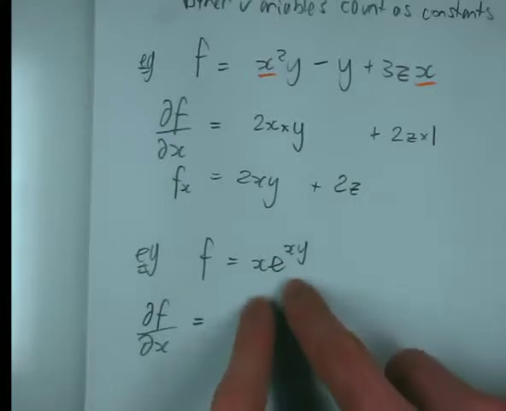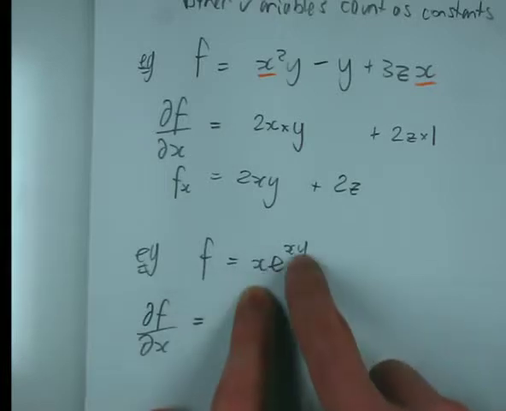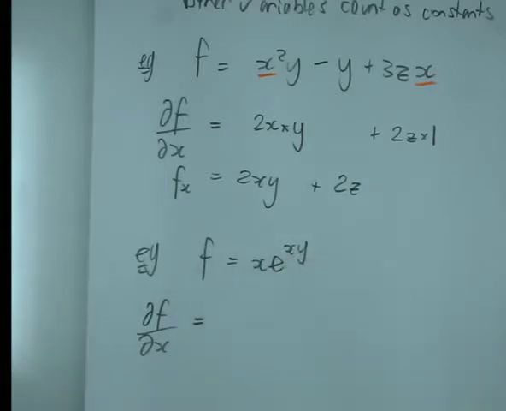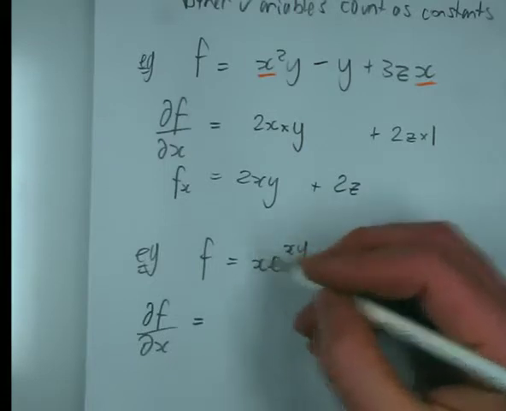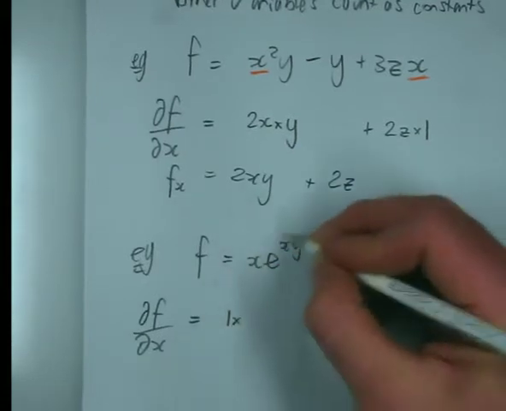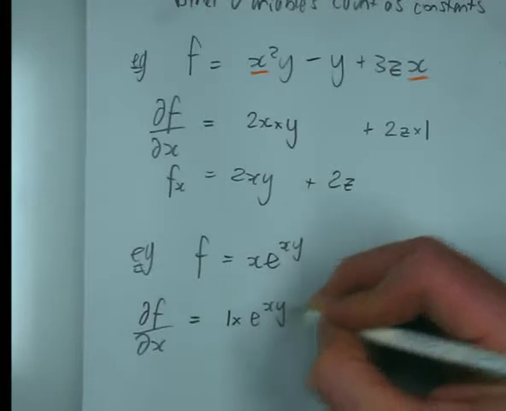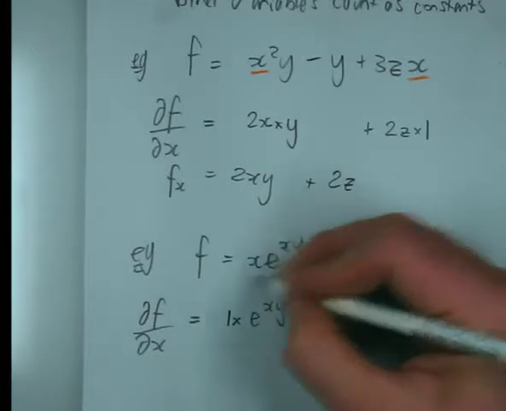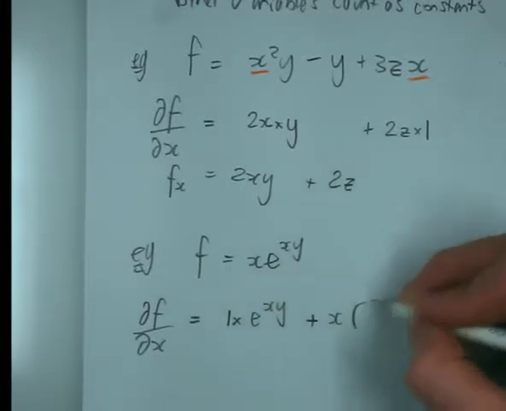So let's have a look at this. I have two things that both have x's in them. I'm going to have to use the product rule. So I can go, the derivative of the x is 1, and I keep the e to the xy. And now I keep the x, and I differentiate the e to the xy.